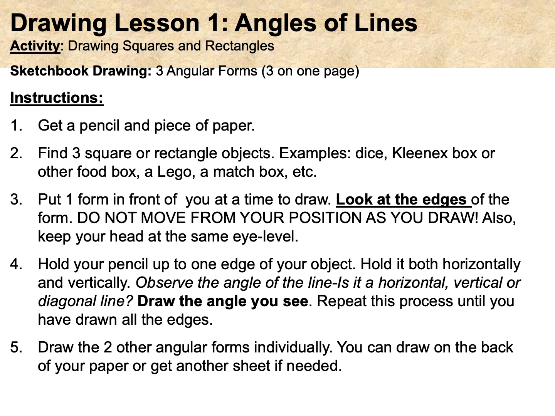Hold your pencil up to one of the edges of your object. Hold it both horizontally and vertically. Observe the angle of the line. Is it horizontal? Is it vertical? Is it a diagonal? Draw the angle that you see. Repeat this process until you have drawn all the edges of your form.